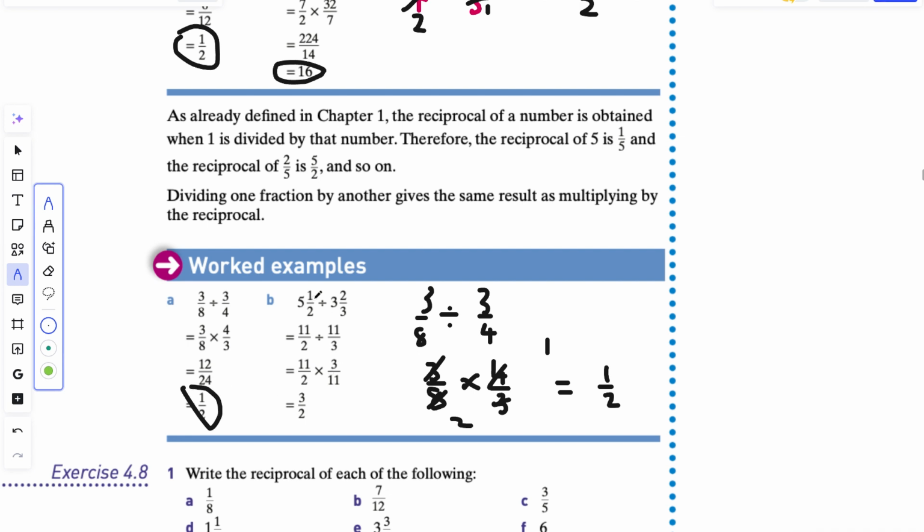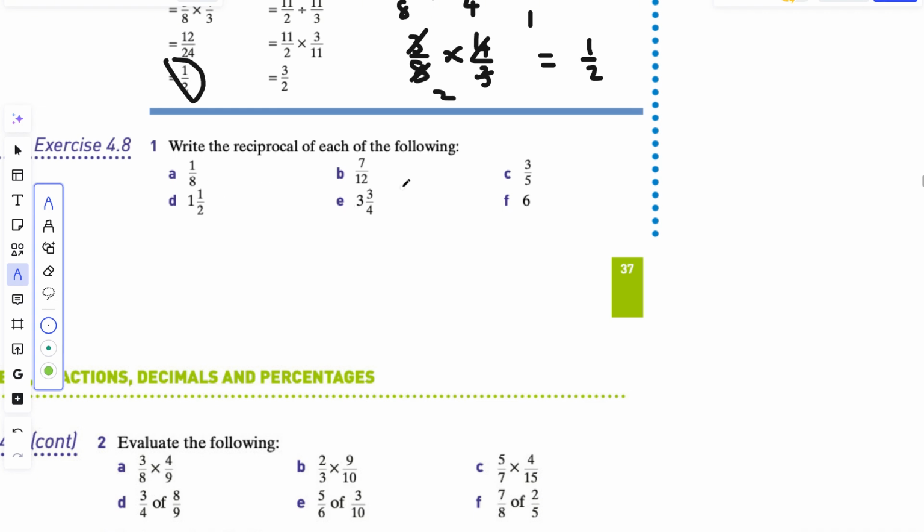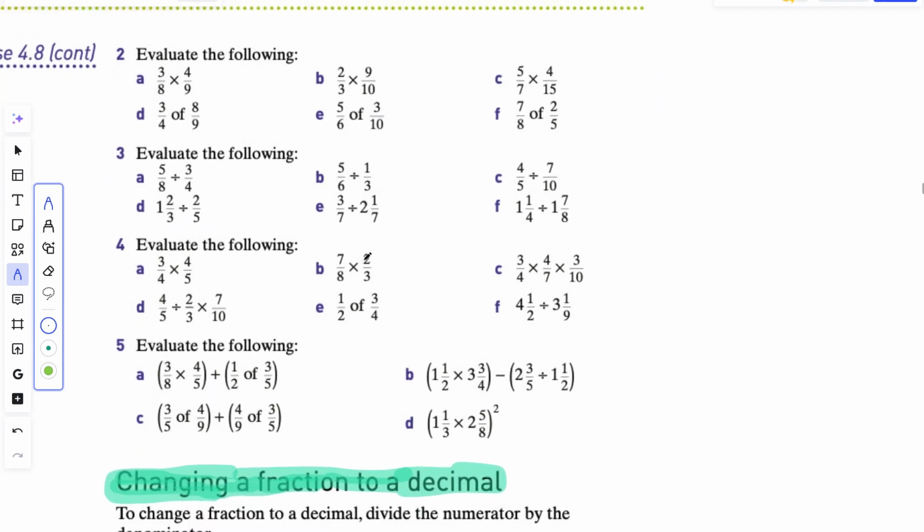Similarly, that's what you do here. You change this to a proper fraction. 2 times 5, you get 10, plus 1, you get 11 over 2, divide by 3 times 3, 9, plus 2, 11 over 3. So you change this one to multiplication by flipping this one. So this 11 will cancel this 11, we get 3 over 2 left as your answer. Is that okay? So we have given you exercise here. Pause the video and solve all of these questions before you move on.